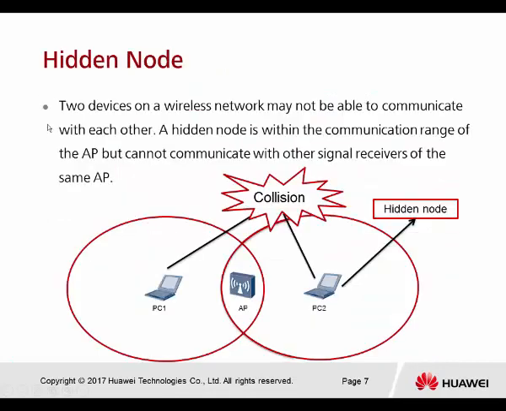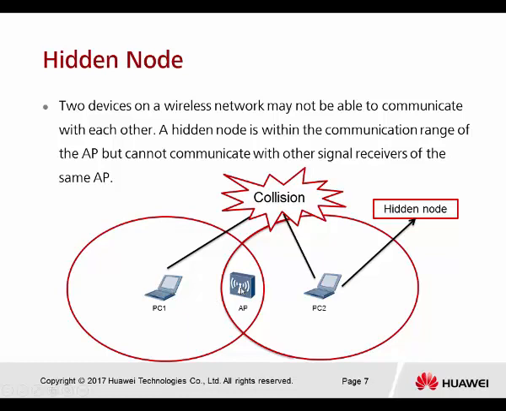The next one, hidden node. Two devices on a wireless network may not be able to communicate with each other. A hidden node is within the communication range of the AP, but cannot communicate with the other signal receiver of the same AP. Right now, we understand each laptop has its own BSA. PC number 1 has its own coverage area. I can only scan the area surrounding me. In my surrounding, I only detect the AP.